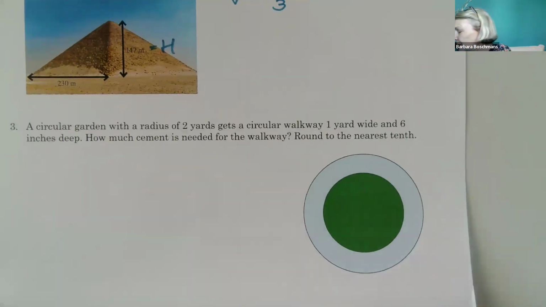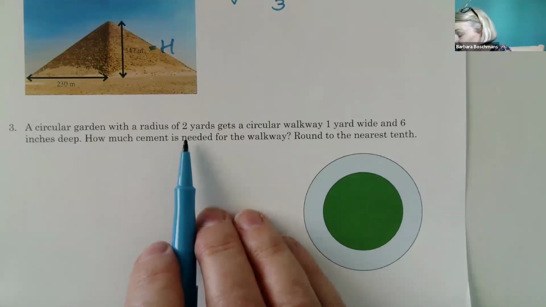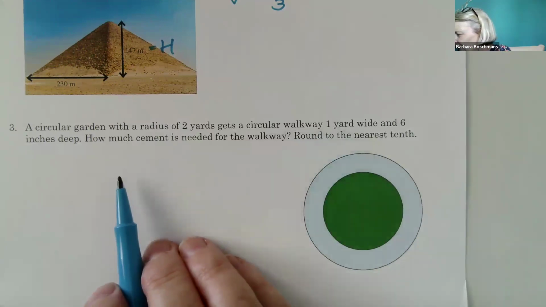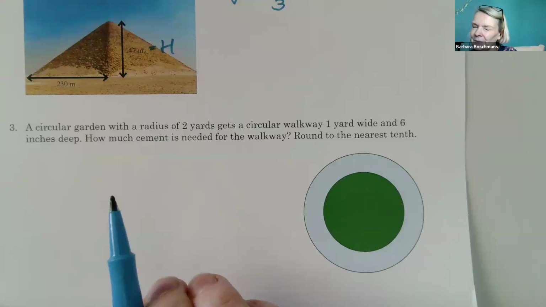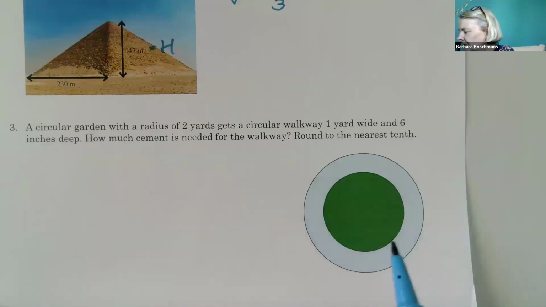Number three also looks familiar. We found the surface area of the sidewalk. Now we want to find volume because we still have the garden that has a radius of 2 yards. The walkway is 1 yard wide, and it is 6 inches deep. Oh, different units. You're going to have to convert. So we can figure out the volume.